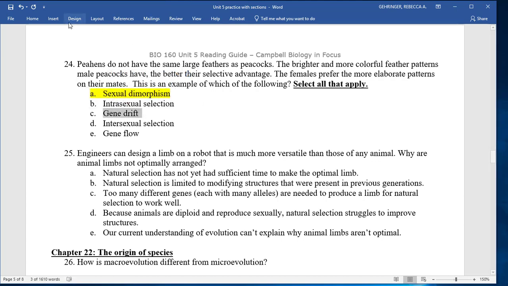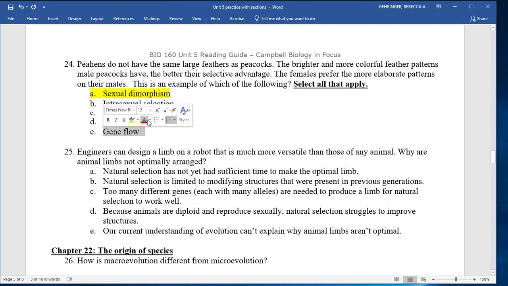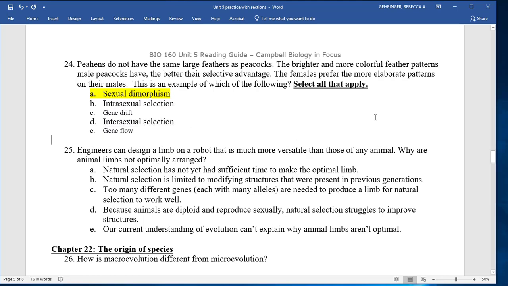Nope, let's get rid of those. We'll just make them really small. How about that? Okay, so it's not gene drift, it's not gene flow. So then intra and intersexual selection. What does intra mean and what does inter mean? Intra is within and inter is between. So intrasexual selection, that would be like male-male competition. And this example is intersexual selection. Oftentimes we describe that as a female choice. It's not always, but it can be.